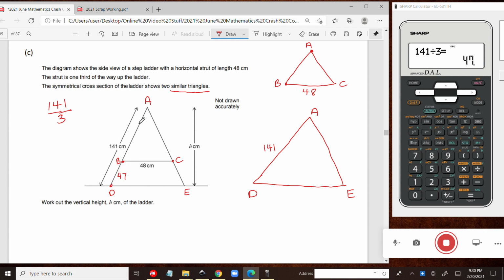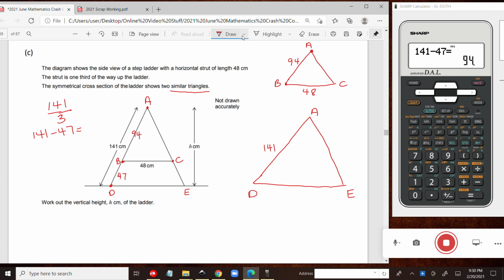So how much is from A to B? If the whole thing is 141 and from here to here is 47, then the remaining piece is 141 minus 47. So let's type that in on the calculator. 141 minus 47, and we are getting 94. So from A to B is 94. So I can put it in here. From A to B is what? 94.